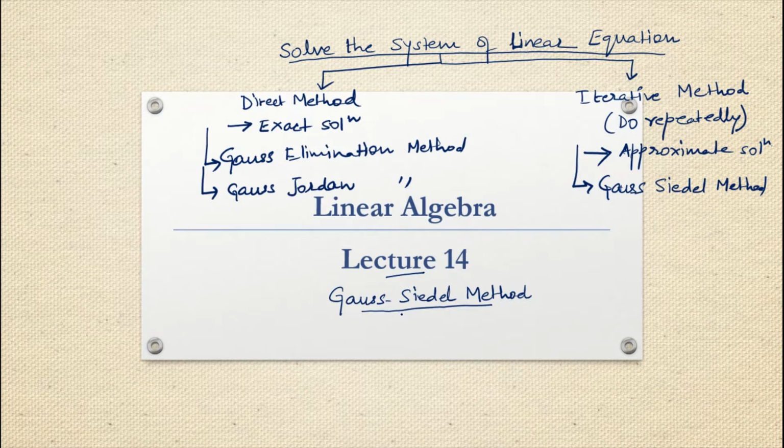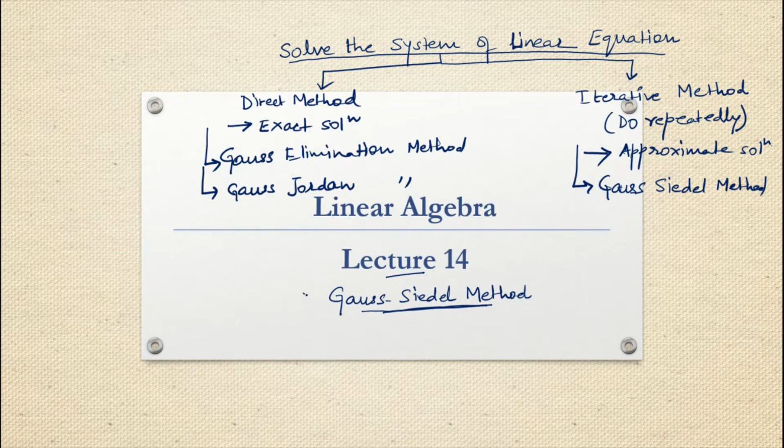This method is somewhat different from our previous methods, Gauss elimination and Gauss-Jordan, where we were getting the exact solution. But now in today's class we are going to start with an approximate solution and then improve the accuracy by repeating the same process.